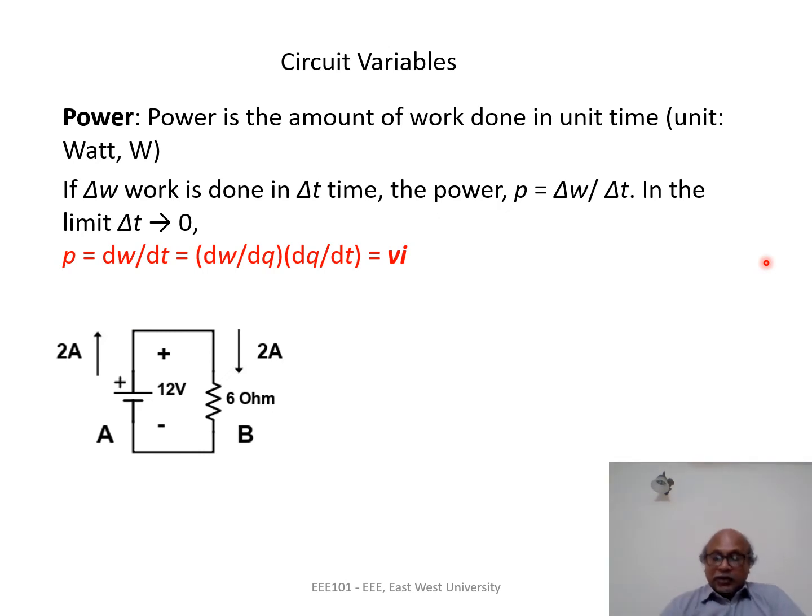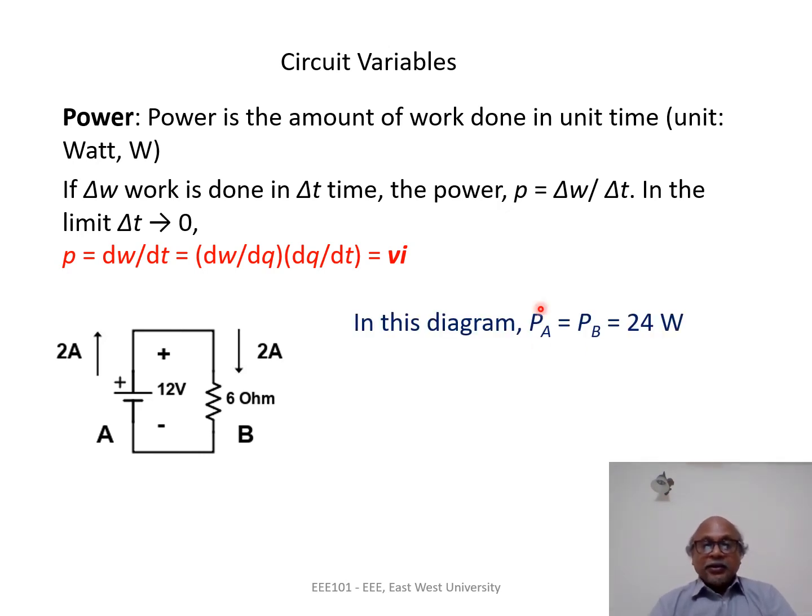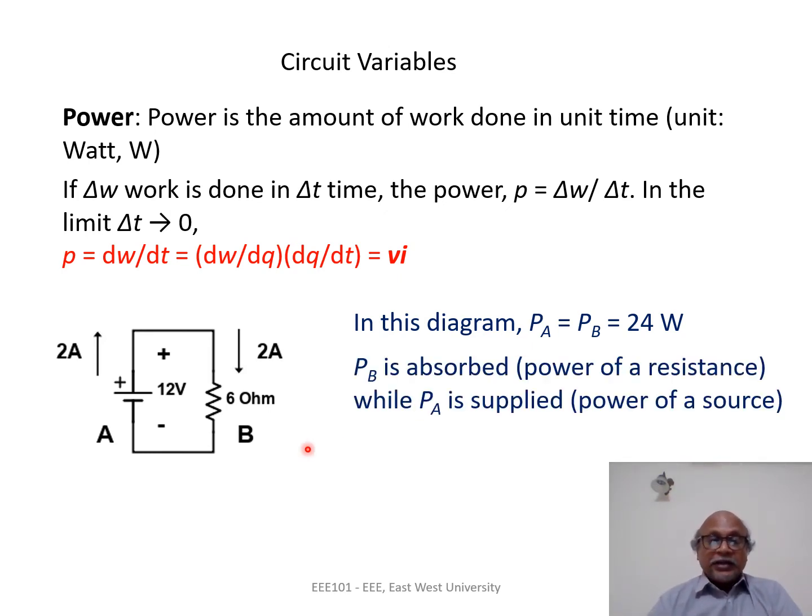Okay. So now let's calculate the power of element A and power of element B. For both the elements, the voltage is the same, 12 volt, and for both the elements, the current is the same, which is 2 ampere. So for both A and B, the power is 24 watts, 12 volt multiplied by 2 ampere. However, the nature of these two powers is not the same. In case of resistance, the element B is absorbing power. A resistance cannot supply power. A resistance can only absorb power.